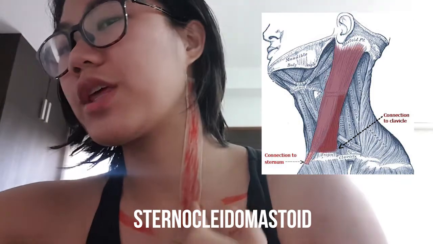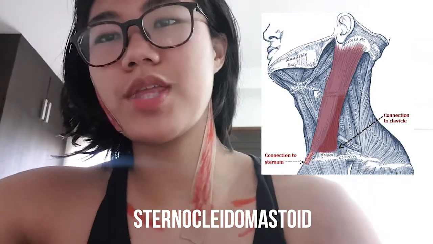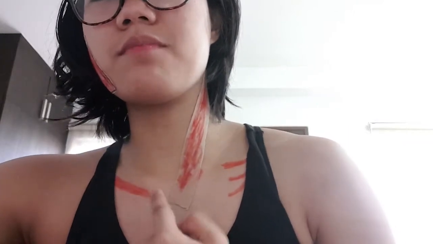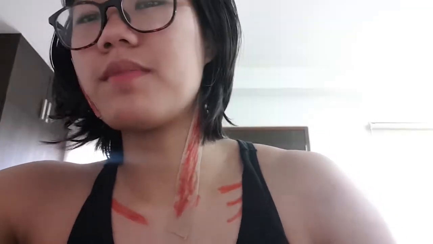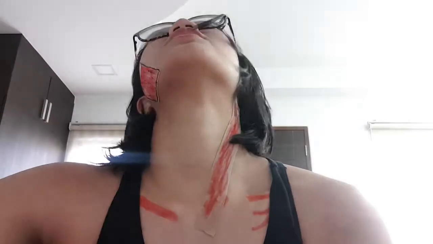This is the sternocleidomastoid. The sternocleidomastoid has two heads. The sternal head arises from the anterior surface of the manubrium of the sternum. The clavicular head arises from the medial surfaces of the medial third of the clavicle. The insertion attaches to the lateral surface of the mastoid process of the temporal bone and the lateral half of the superior nuchal line. The action of the sternocleidomastoid is the flexion and the extension of the neck.